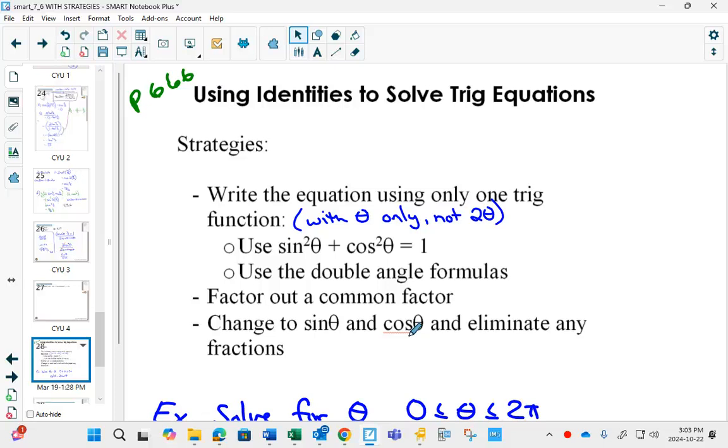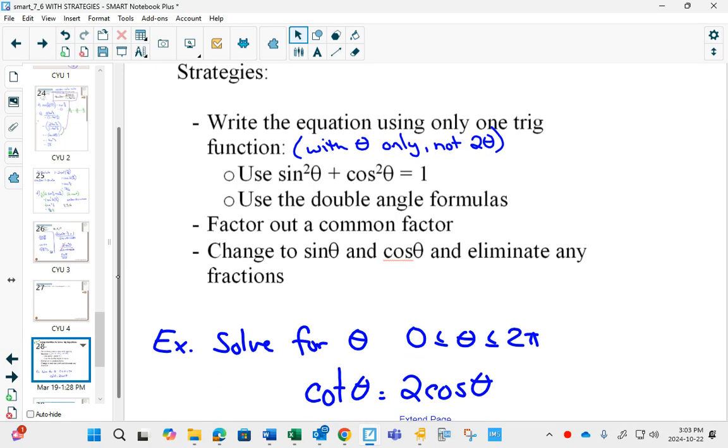We have to look for factoring. Factoring out a common factor will be very important. And sometimes none of those strategies work. So you go to a similar strategy for proofs. Just change everything to sine and cosine, and then get rid of fractions and see what happens from there. So here is our first example.